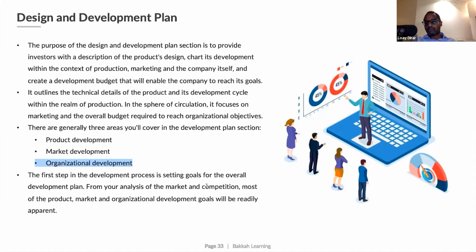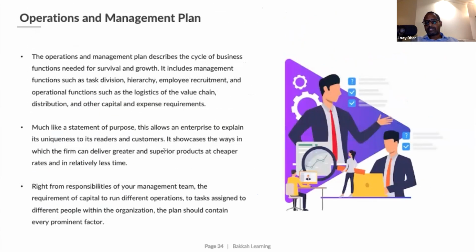From your analysis of the market and competition, most of the product, market, and organization development goals will be readily apparent. So in this stage, you're going to be more and more confident, the more time you spend understanding the market conditions, the competitors, the regulations, and the customers as well, and suppliers, as I mentioned.